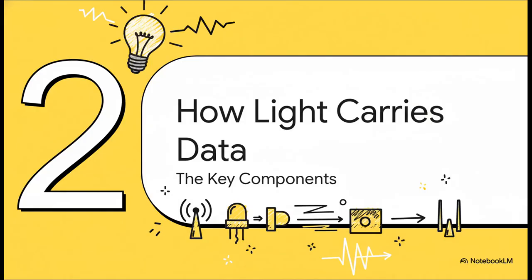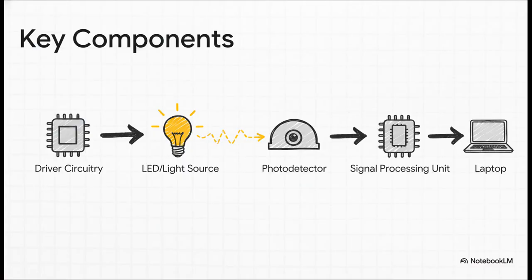So how in the world do you turn a simple light bulb into a high-speed data transmitter? Well, it's not magic. It's all about a few key parts working together perfectly. Okay, let's break down the hardware. First, you've got your transmitter, which is just the LED itself. Then, on your device, you need a receiver. That's a tiny little sensor called a photodetector. Now, the real genius is in the driver's circuitry. That's the part that tells the LED exactly how to flicker to represent the data. And finally, you have a signal processing unit that takes that flickering light and decodes it all back into data your device can actually use.